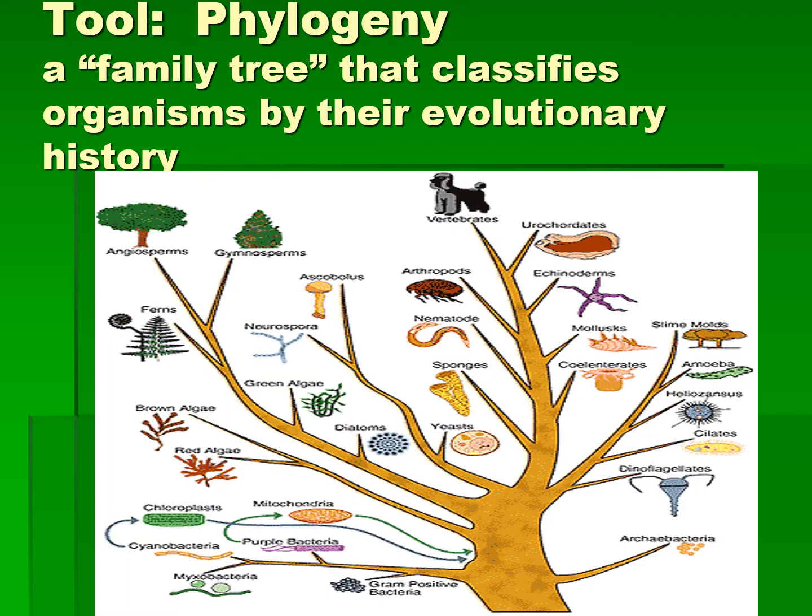So one tool that we use to look at classification here is called phylogeny, and it's a family tree that classifies organisms by their evolutionary history. Down here, you're going to have more organisms, then you get to very specific organisms, and these branch off of a family tree. Just like if you look at your parents, grandparents, great-grandparents, and have your own family tree, this is the family tree of life.